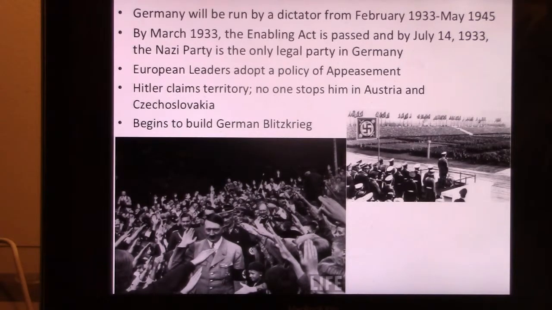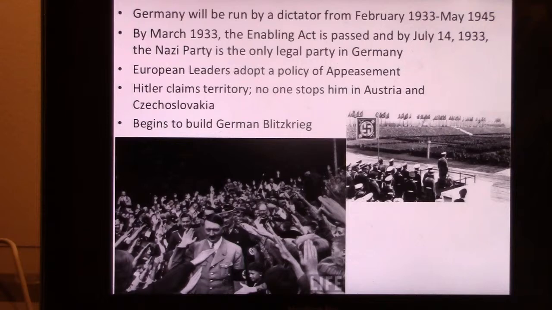When people see this happen, and things like Kristallnacht, the European leaders say, oh, let's adopt a policy of appeasement. Hitler is a bully, just let him go for a while, he'll run out of air and no one will care. And Hitler repudiates the Treaty of Versailles, and he begins to draft soldiers into his army. He says that he wants to annex territory, so he goes into Austria.